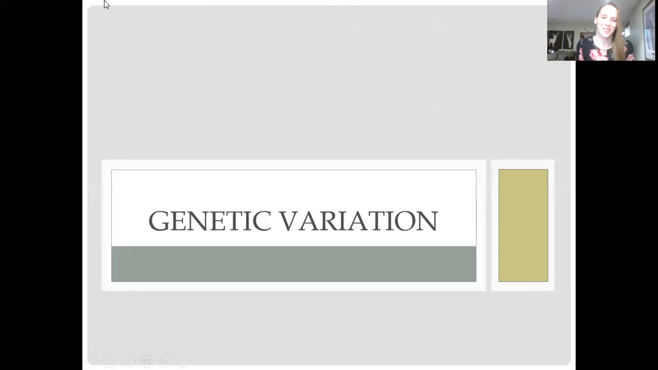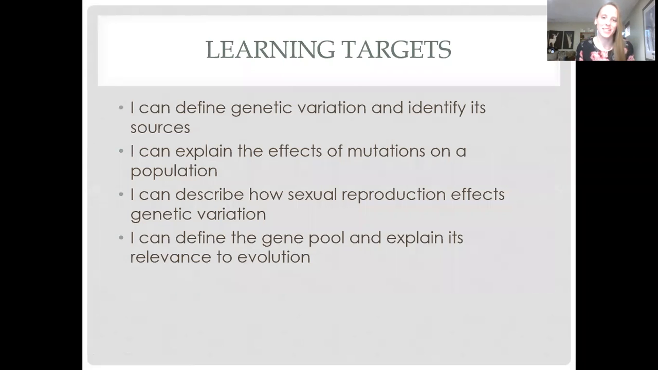Hey guys, so we talked about the fact that genetic variation is one of the requirements for natural selection to occur. Today we're going to be going over what genetic variation is and where it comes from. So for this lesson on genetic variation, you need to know what genetic variation is and all of the different sources of genetic variation. You need to know the effects of mutations on a population. We're also going to go over how sexual reproduction affects genetic variation. And then lastly, what a gene pool is and why we care.